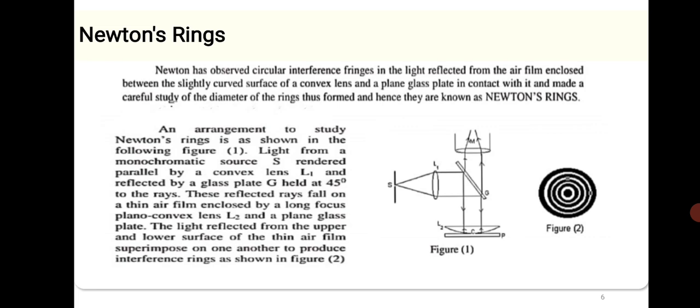Light from a monochromatic source S, rendered parallel by a convex lens L1, is reflected by a glass plate G held at 45 degrees to the rays. These reflected rays fall on a thin film enclosed by a long focus plano-convex lens L2 and a plain glass plate. The light reflected from the upper and lower surface of the thin air film is superimposed on one another to produce the interference rings as shown in the figure.